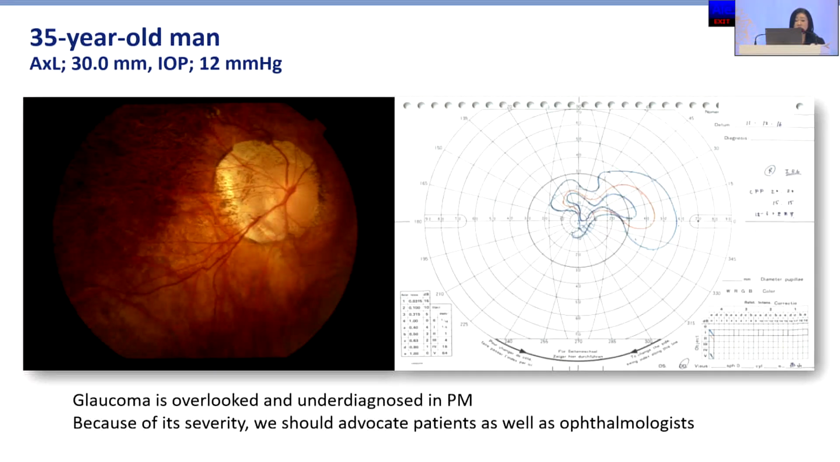And glaucoma is overlooked and underdiagnosed in pathologic myopia, even until its advanced terminal stage. But because it develops at a much younger age than non-highly myopic glaucoma, it is not rare for them to completely lose sight during productive years. So we should advocate always suspecting glaucoma in highly myopic patients.